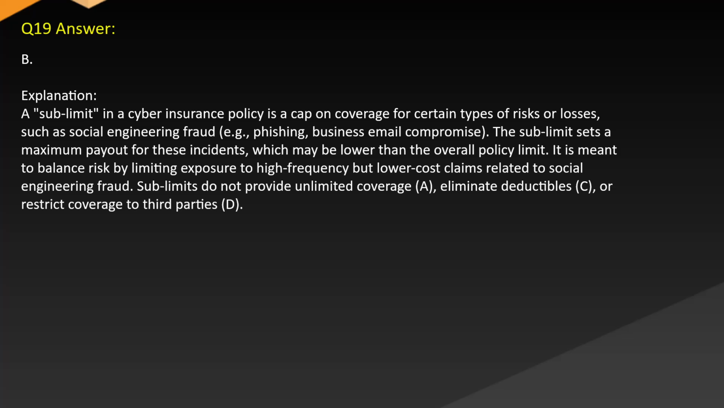Answer B. Explanation. The sublimit in a cyber insurance policy is a cap on coverage for certain types of risks or losses, such as social engineering fraud, phishing, and business email compromise. The sublimit sets a maximum payout for these incidents, which may be lower than the overall policy limit. It is meant to balance risk by limiting exposure to high frequency but low cost claims related to social engineering fraud. Sublimits do not provide unlimited coverage, they do not eliminate deductibles, or restrict coverage to third parties.